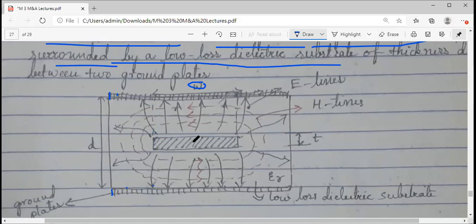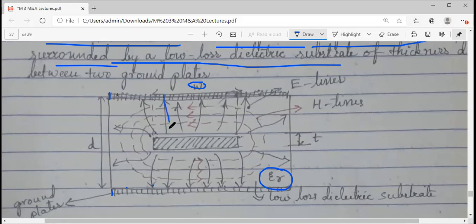Here there is no question of quasi TEM mode, because it is completely surrounded, at both top and bottom, at the edges, everywhere the same substrate lies. So whatever field exists has to face only one medium. There is no question of air here. It is traveling inside, so only the epsilon r comes, because of which we don't go for a quasi TEM mode. Here we directly take the TEM mode of propagation.